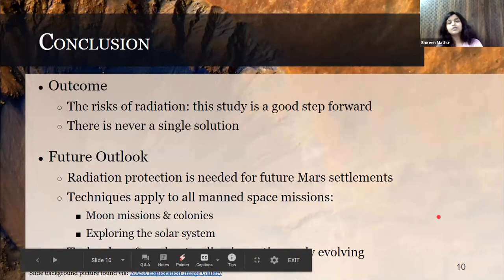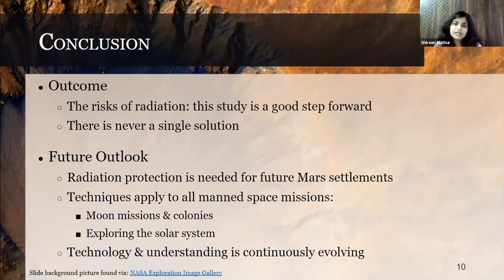Our outcome for this project says that there are many risks for Mars missions, and radiation is just one of them. So this study would be a good step forward. There can never be a single solution. In the future, we can try different combinations of these techniques, and we can apply them to all different space missions. It can be moon missions, or interplanetary missions, or maybe farther away in the solar system. Technology is taking birth every single day. So let's hope we have better techniques in the future and we can have better missions.